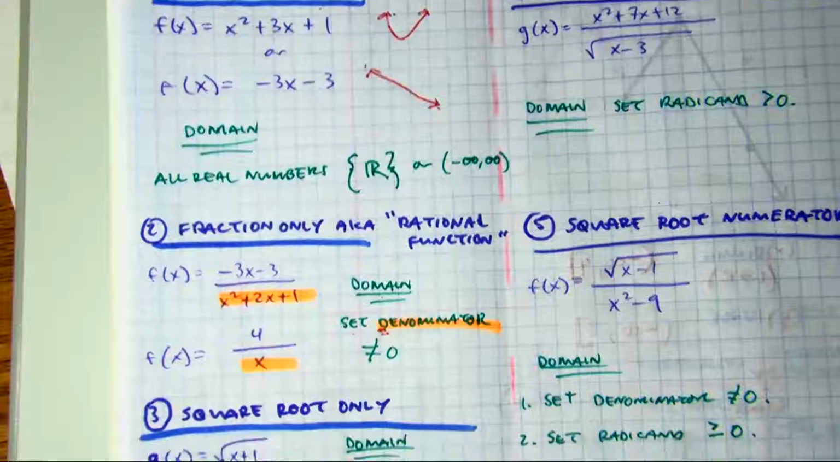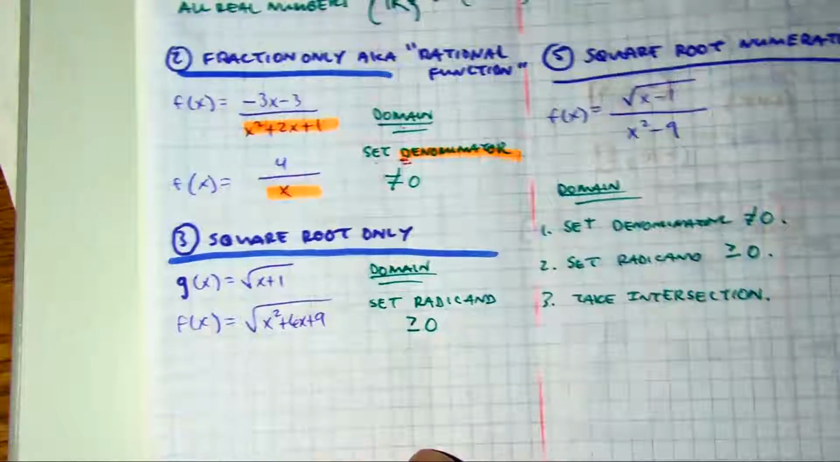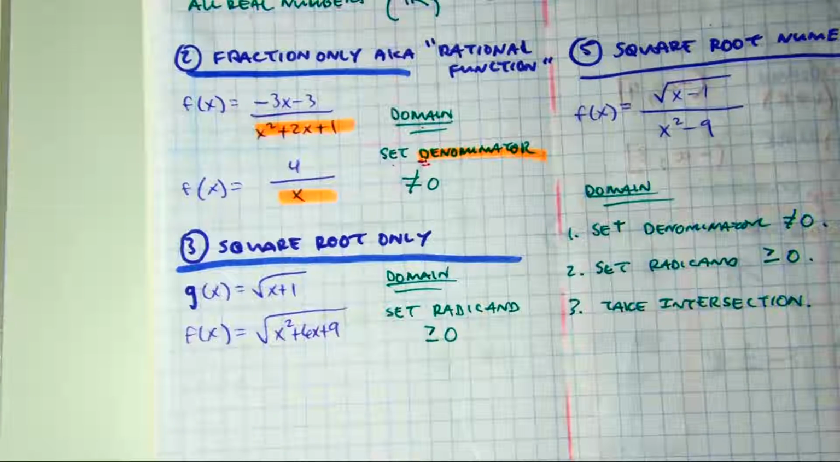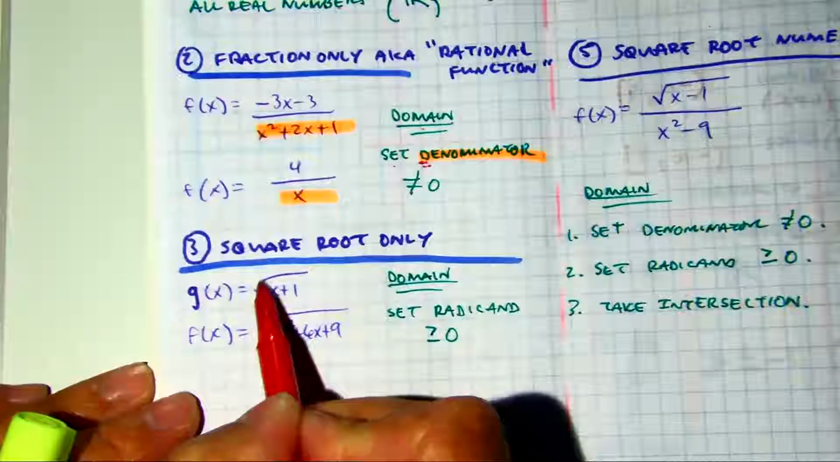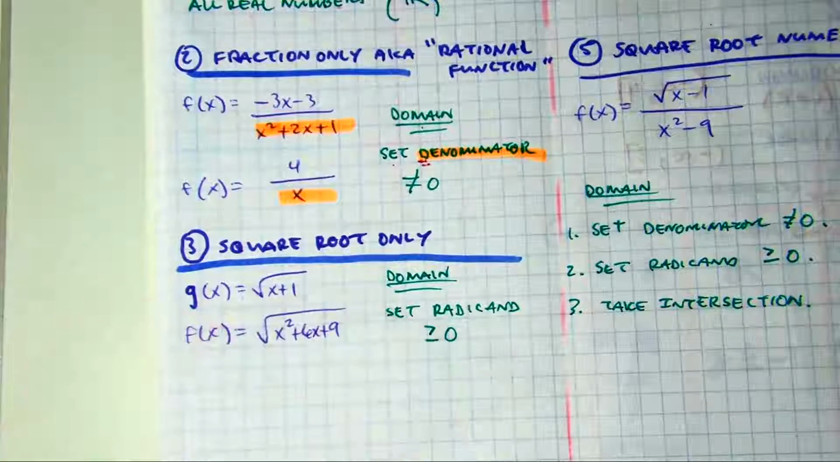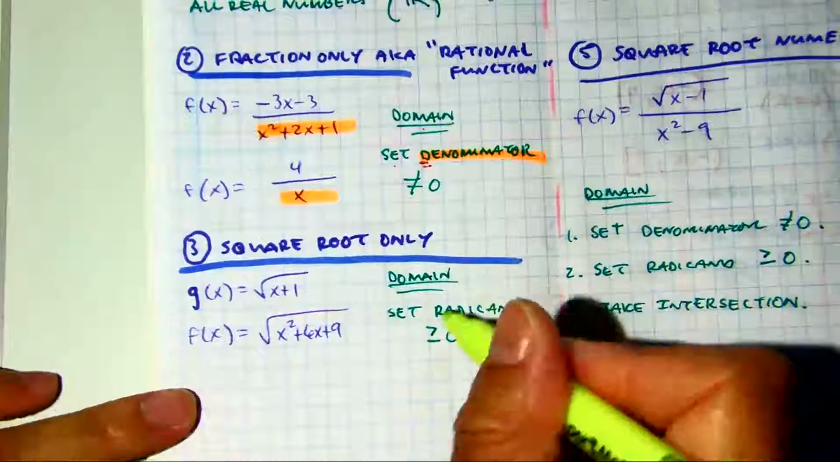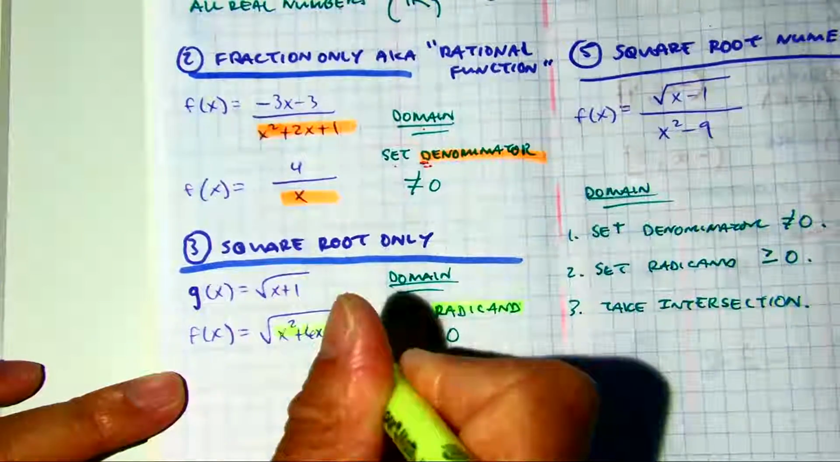Okay, number 3. Square root only. So let's just say we're going to focus on these. We have the square root there. How do you find the domain? You set the radicand greater than or equal to 0. The radicand is the number underneath, inside there.